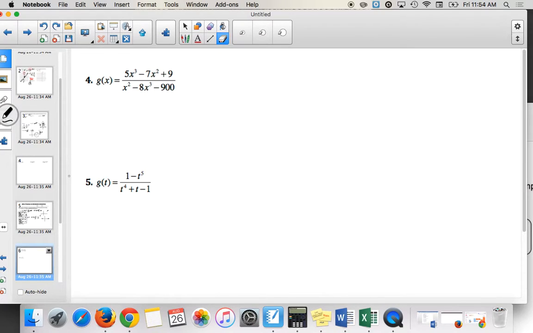All right, so same idea for 4 and 5. So you just want to decide, is the degree larger on top? Is it larger on bottom? Do I have a horizontal asymptote? What is it? What happens is I plug in a positive and a negative.